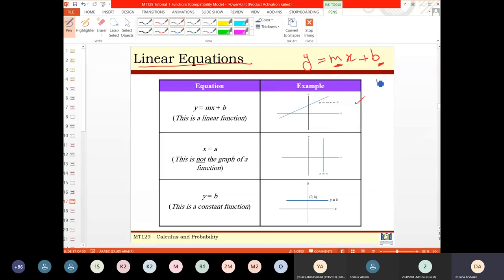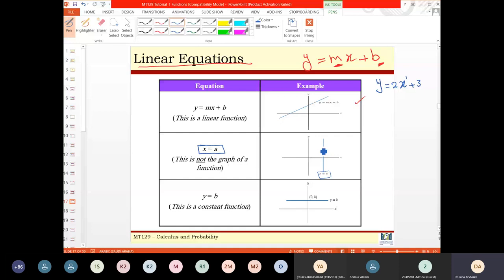Let me give you an example. If you have, for example, y equal to 2 multiplied with x plus 3. This is an example of a linear function. The degree of x is 1, x to the power 1. We call it a linear function. Okay? A linear function has a special case. If I don't have the y here, the equation will look like x equal to a. And in this case, it's not a function. It looks like this. It's a vertical line, x equal to a. And it's not a function, right or not?